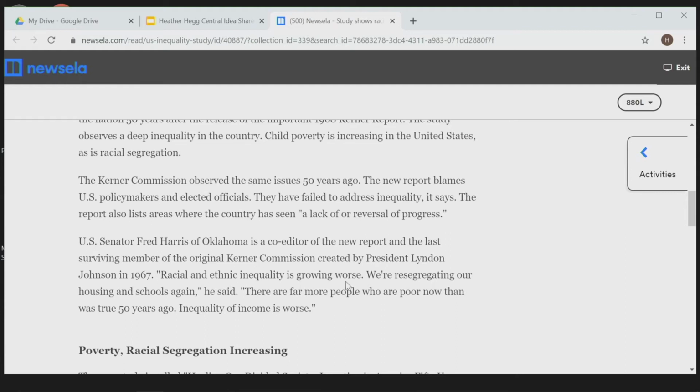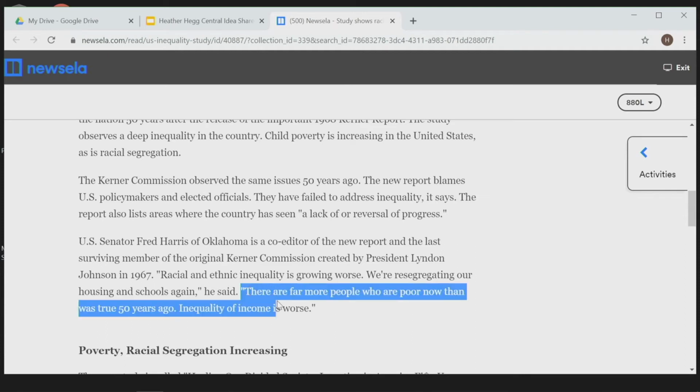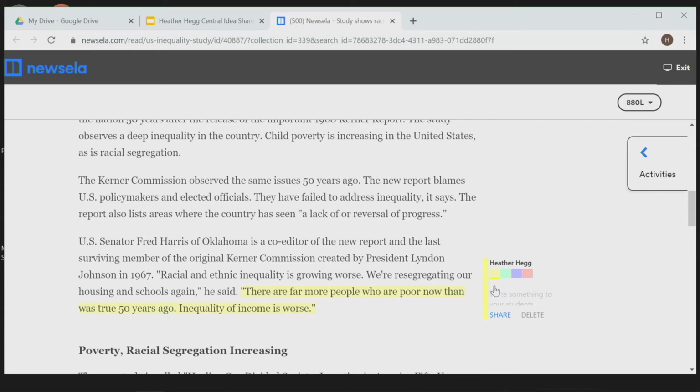Racial and ethnic inequality is growing worse. We're resegregating our housing and schools again. There are far more people who are poor now than was true 50 years ago, and inequality of income is worse. So I think this really means something to me. What am I learning? This is new for me. I am learning that in the United States, there are far more people who are poor now than 50 years ago. I think that's a big problem because I look at society and I think, there should be less people living in poverty. So I'm going to highlight this yellow.